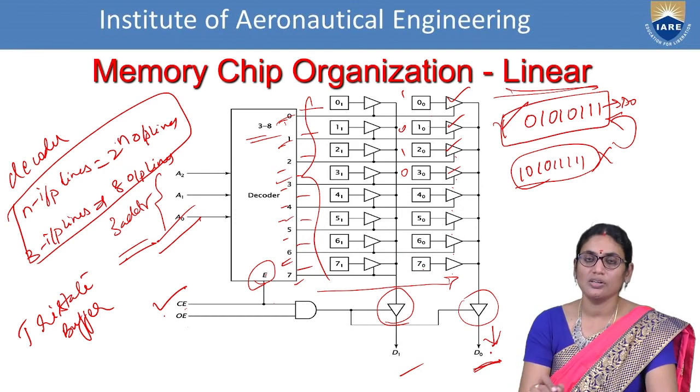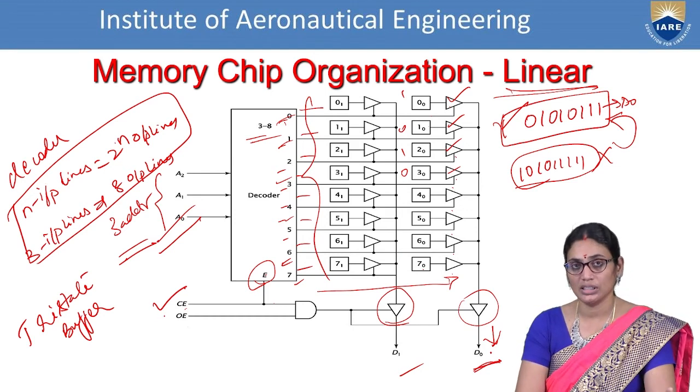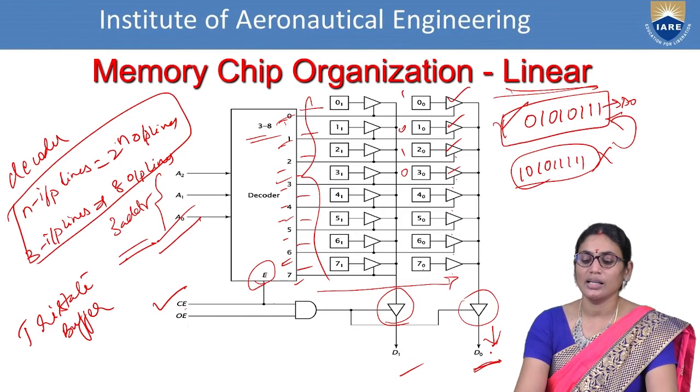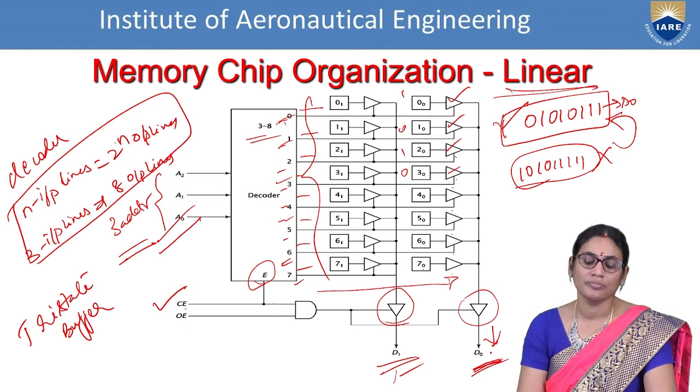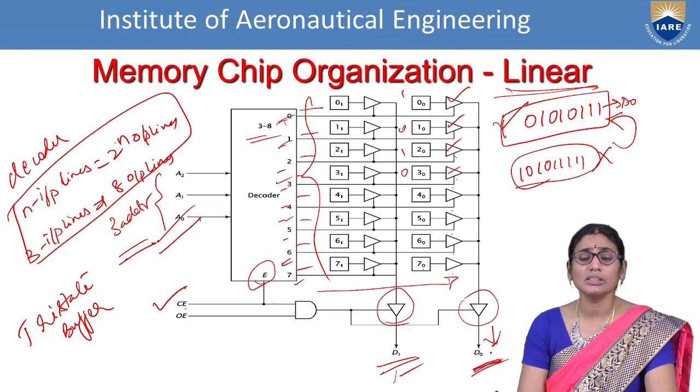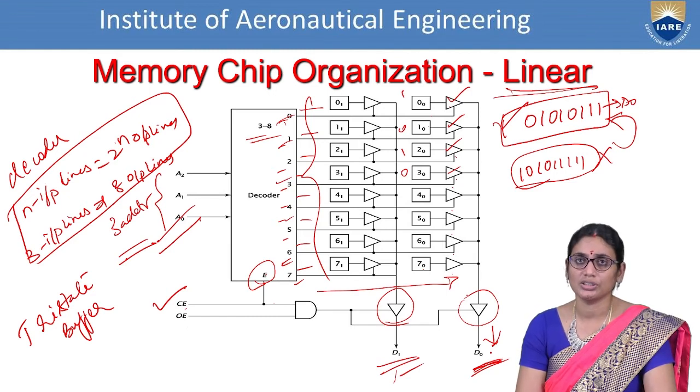If the chip enable is enabled, that means 0 equals 1, then the data in the buffers will be activated with respect to the inputs that are received, and it is redirected to the corresponding destinations. The destinations are D0 and D1. In this way, data is transferred and processed in the corresponding linear organization.